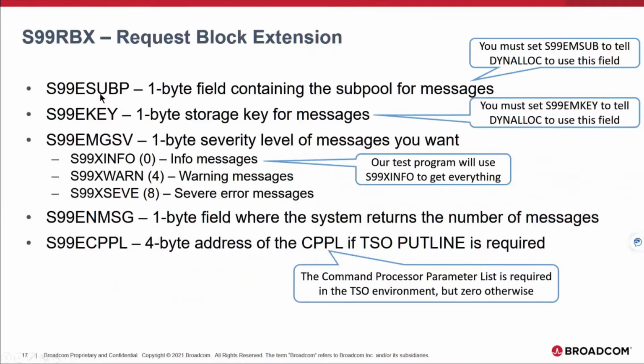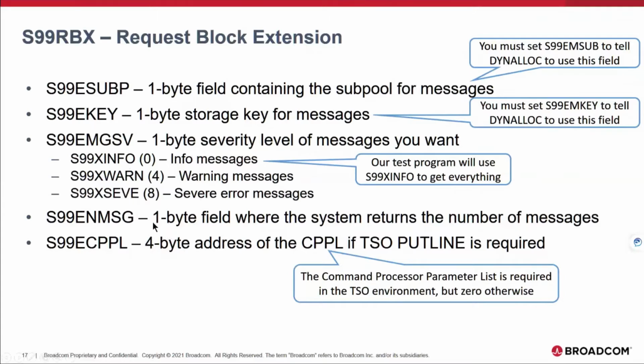And here are those two fields we were just talking about, the subpool and the key. So you'd set those if you need to. Then for the messages being returned, you can designate what level that you want. So if you're only interested in error messages, serious error messages, you would set it to this Sev E, or you could set it to warn. But in our test program, we're going to set it to info, which means you could get messages even with return code 0, but you will get messages just about every time you issue it. And this will return them into an area that we're going to talk about here in just a second.